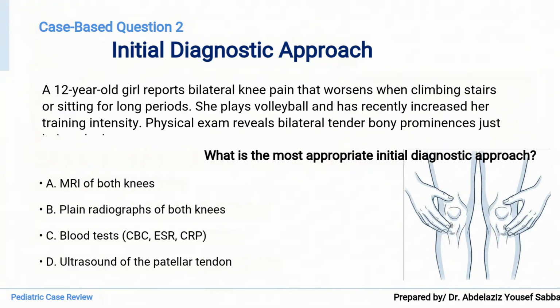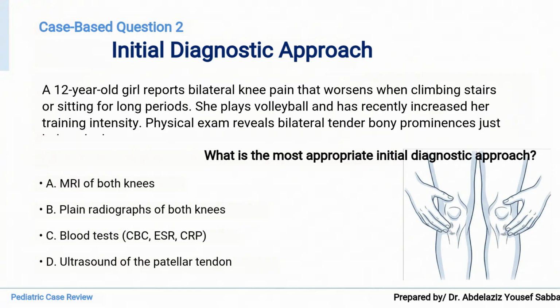Case 2. Initial diagnostic approach. A 12-year-old girl reports bilateral knee pain that worsens when climbing stairs or sitting for long periods. She plays volleyball and has recently increased her training intensity. Physical examination reveals bilateral tender bony prominences just below the kneecaps. What is the most appropriate initial diagnostic approach?